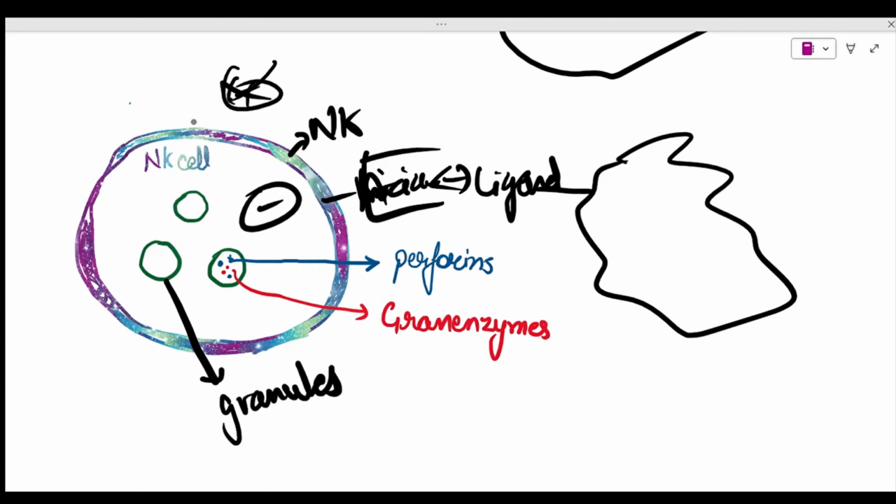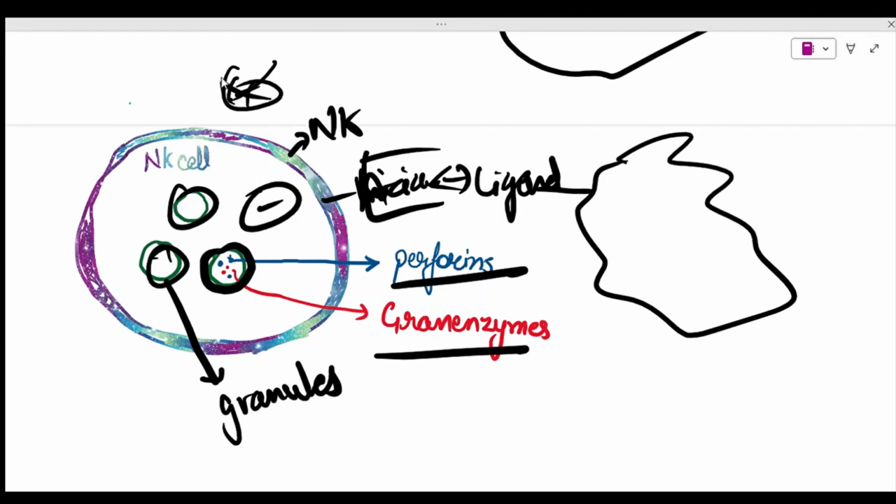Now these circular vesicles are granules, including this one, and this one right here. These granules contain two enzymes. First is perforin and second is granzyme. First we are talking about perforins. What they do is go to the virus infected cell and create a pore here. Now this is a pore, you can say a hole, which is penetrated by the granzyme. So granzyme will enter into the virus infected cell from here.